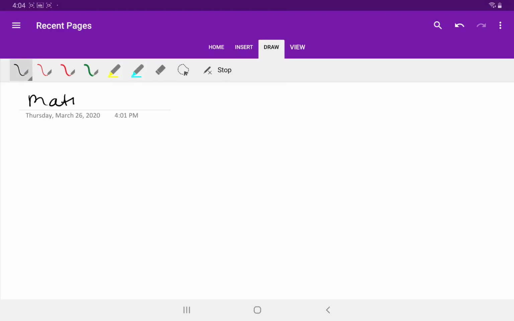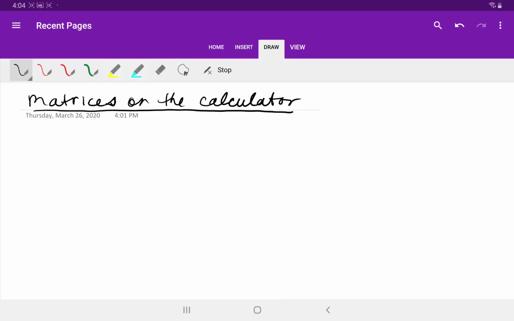Okay, this is matrices on the calculator. So what we're going to learn is how to input matrices. That's the plan. We're going to learn how to add and subtract matrices, how to multiply matrices, and we need to find the inverse of a matrix.